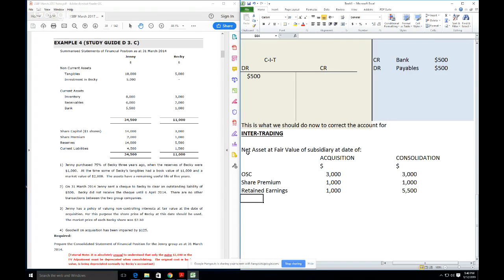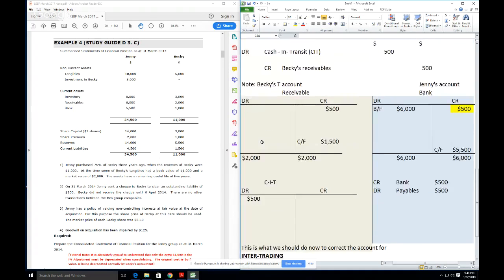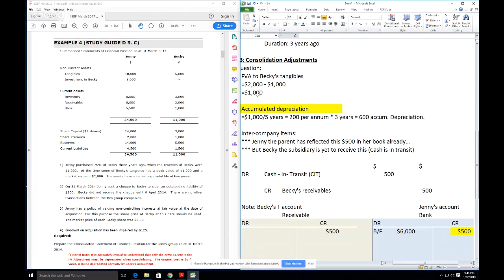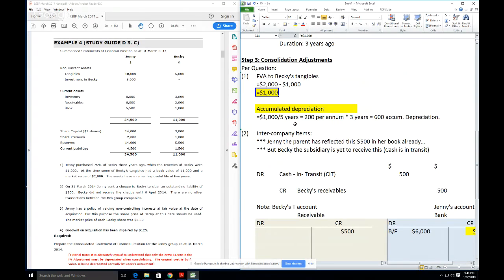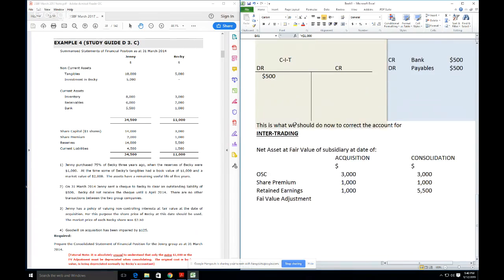So we have an adjustment. Fair value adjustment. Remember the one we talked about here, where we said the adjustment was 1,000. I think the adjustment was 1,000. So it comes in here now. For fair value adjustment, it affects at acquisition. Remember, it was 3 years ago. It's the same thing now.